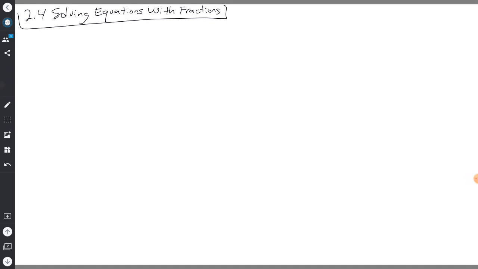So 2.4, solving equations with fractions. Now we had a brief look at solving equations with the fraction. Our variable x in this problem here is on both sides.